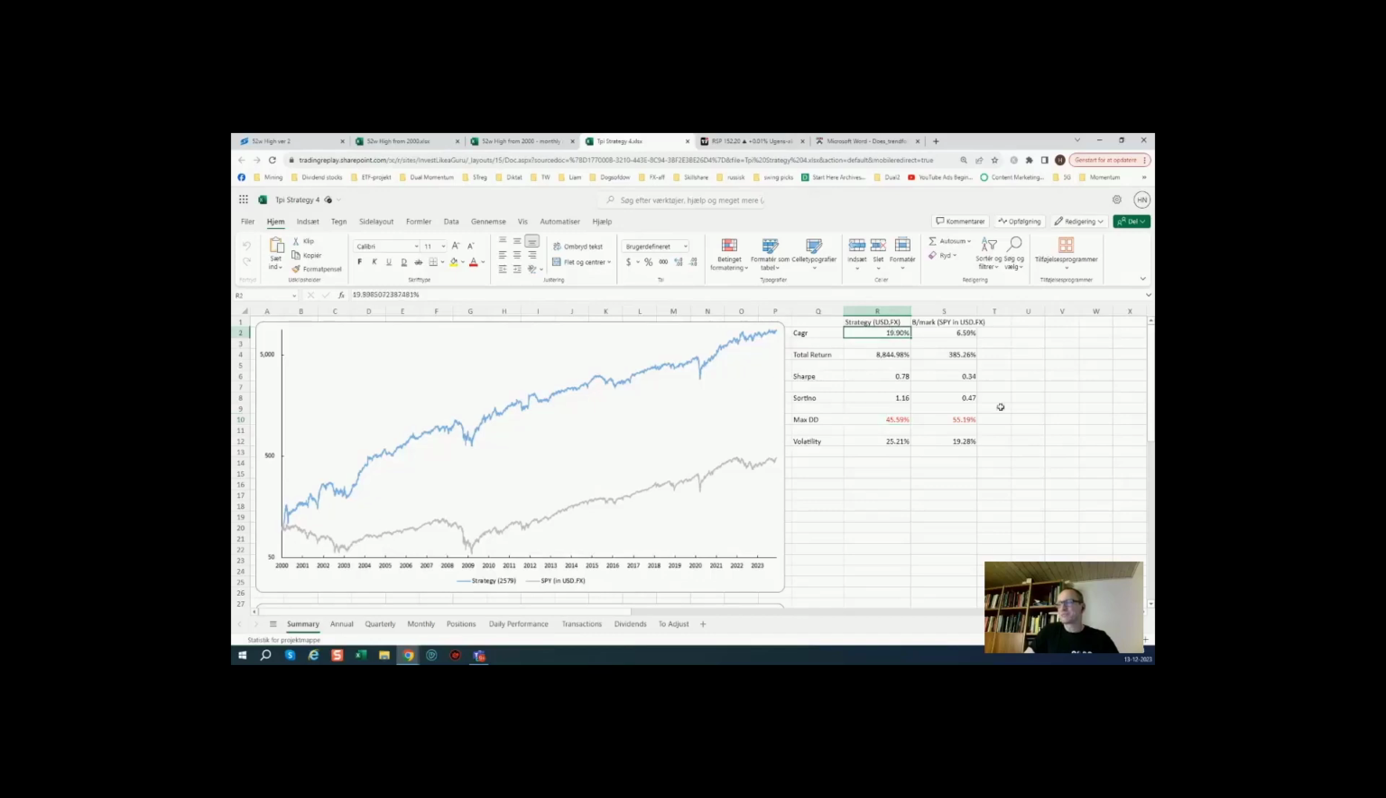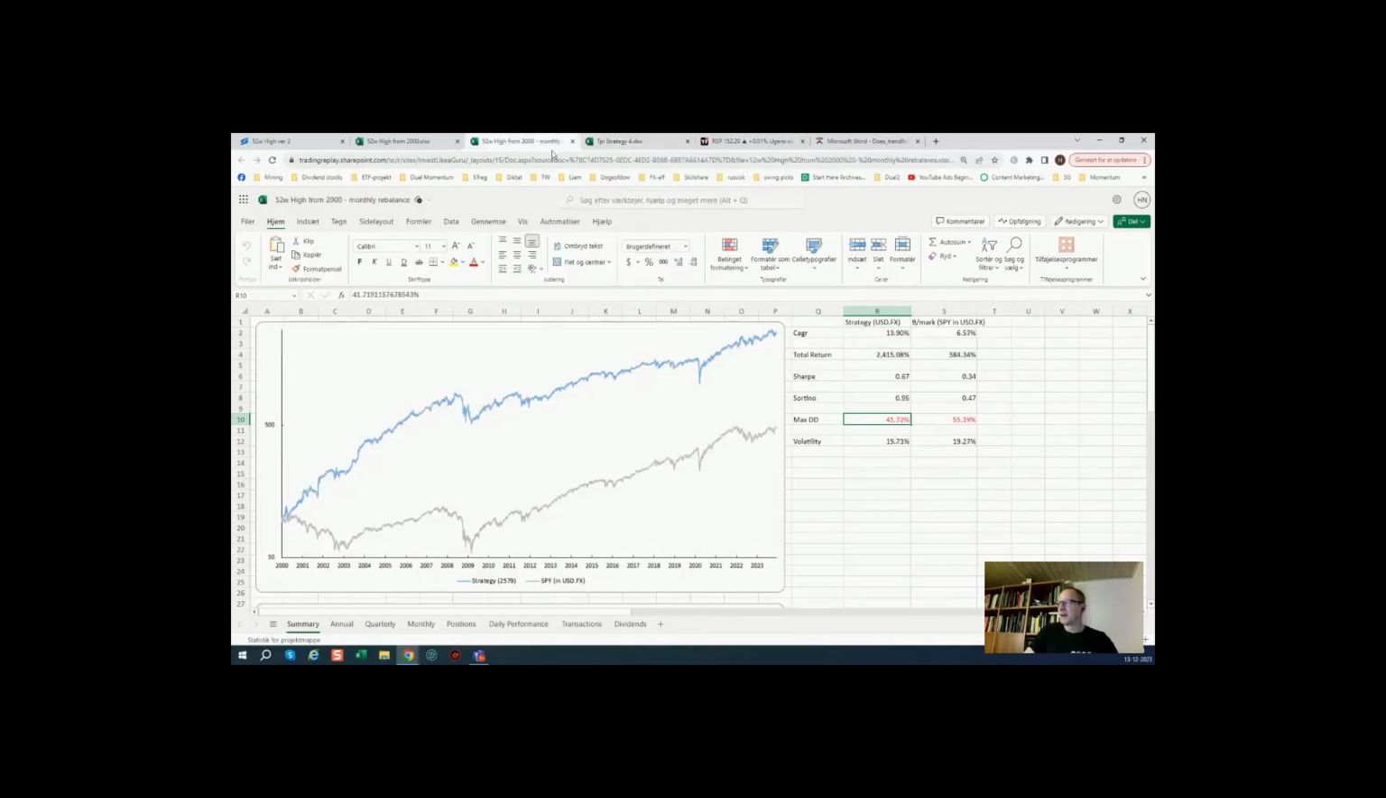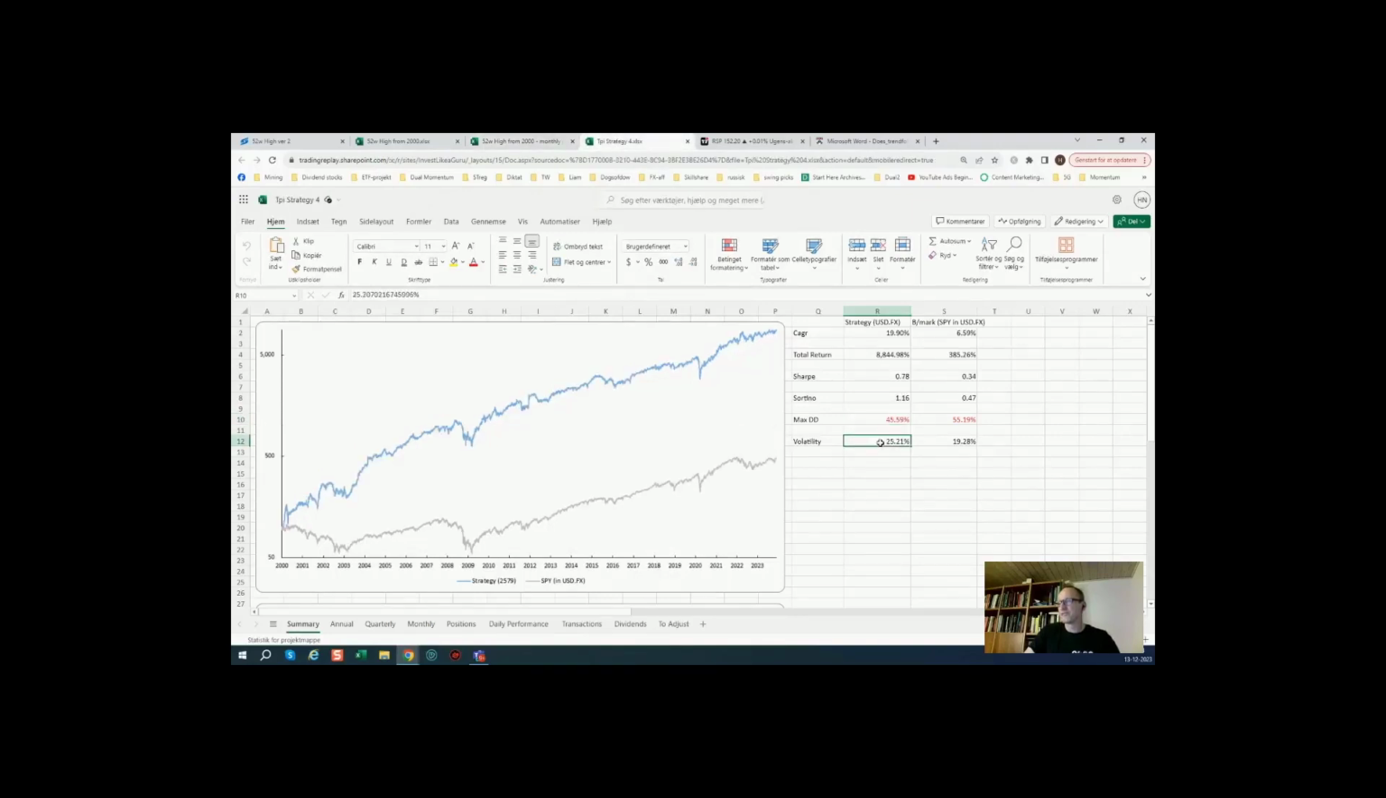However, getting 6% extra per year, I would gladly take an extra 4% in drawdown, definitely. The volatility is also a bit higher, as you can see, 19% in the former strategy here and 25 here. So that is the price you're paying. And you should also always remember, as they say, there is no free lunch in the market.